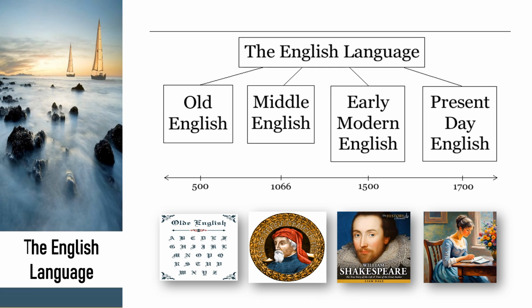So, the modern English period is everything after the 1700s. This is the language stage you're familiar with today. So, the language of people like Charles Dickens and Jane Austen also fits into this category. When you look at the early modern English period, that is the language of people like Shakespeare.